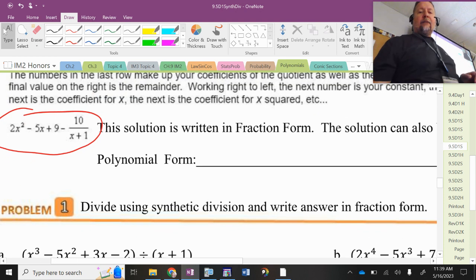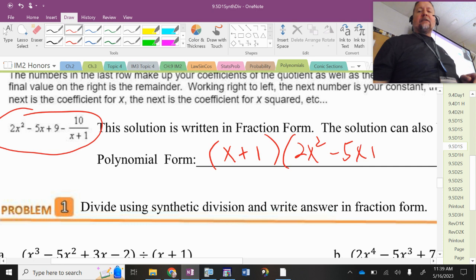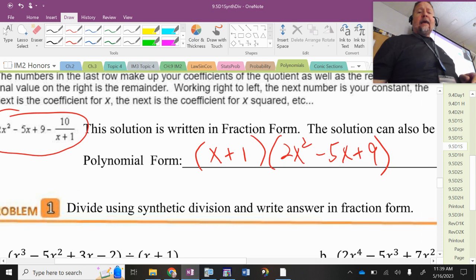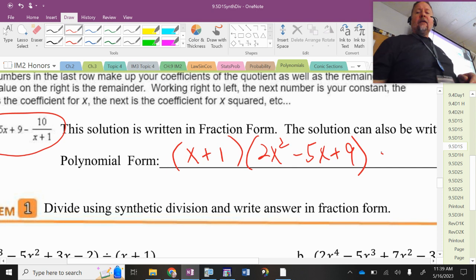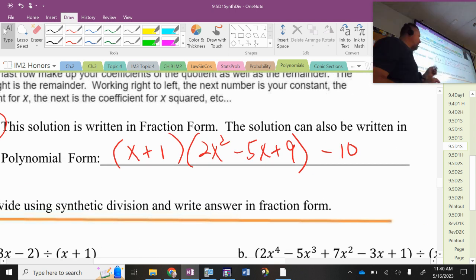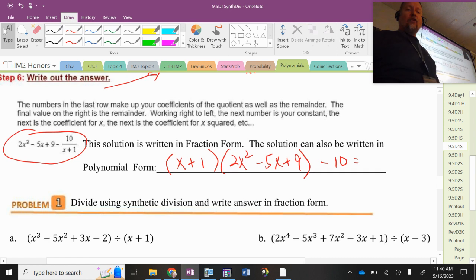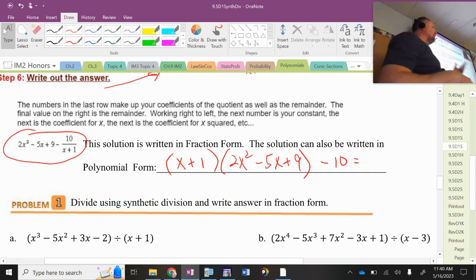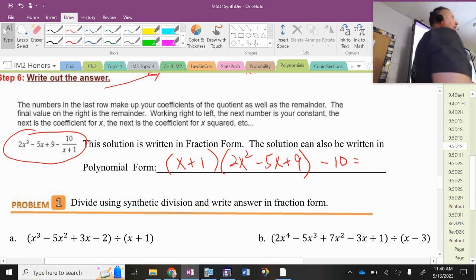So what did I divide by? I divided by x plus 1. What did my answer become? 2x squared minus 5x plus 9. That's close to the dividend until I subtract 10 when I'm done with that product. Then that will equal the dividend, the 2x cubed, and I'm not going to write it. 2x cubed, and so on.